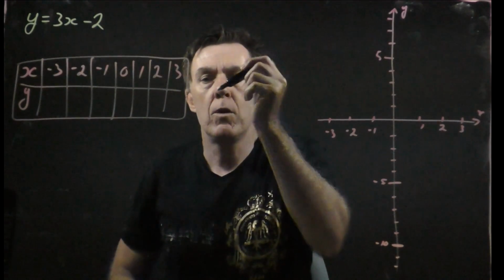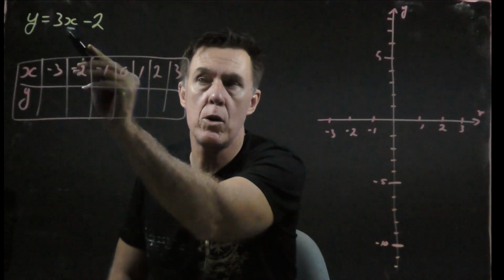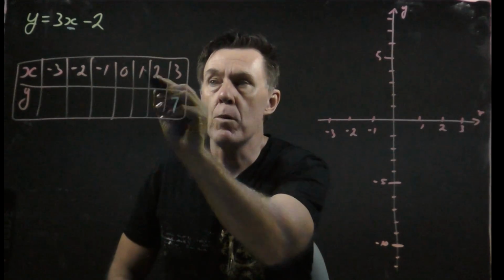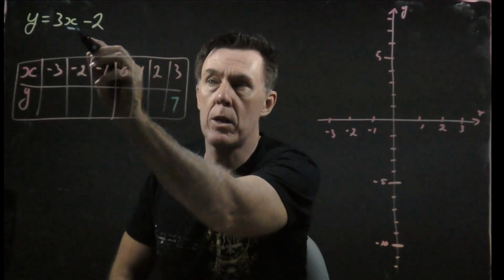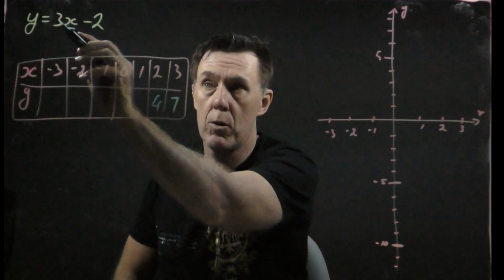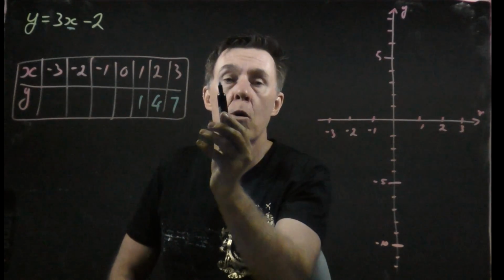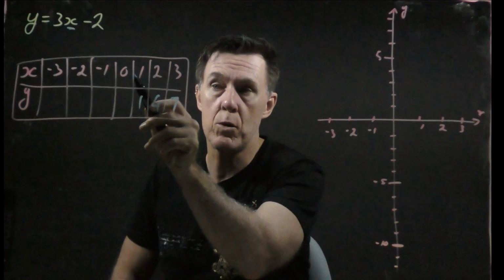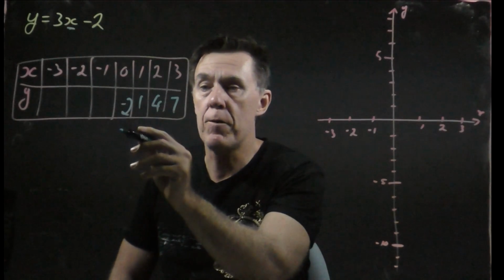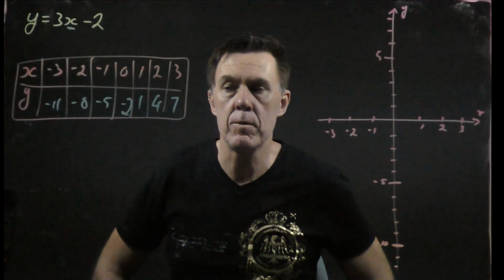For example, I'll start at this end. If I put +3 into here, I have 3 times 3 is 9, 9 take 2 is 7. I'm now going to put 2 into this placeholder. 3 times 2 is 6, 6 take 2 is 4. So again, I'll put 1 into the placeholder. 3 times 1 is 3, take 2 is 1. No surprise for guessing, when I replace x with 0, the result is just going to be the number that's by itself. And then I keep filling the rest of it in. That will be -5, -8, and -11.